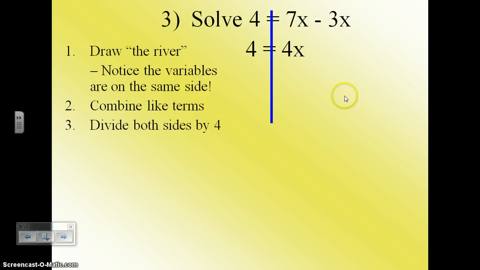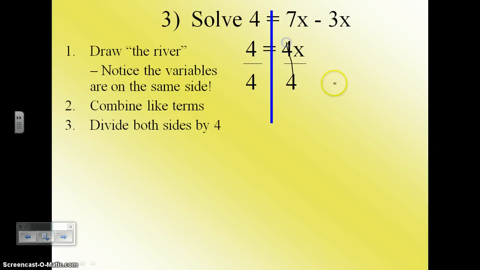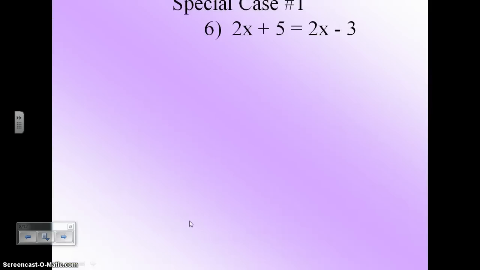Now, get x by itself, so we're going to divide by 4 on both sides. This is going to cancel out, and I'm left with 1 equals x. Again, 4 divided by 4 is 1, not 0. So then we would check our answer. Okay, let's go to the next one.